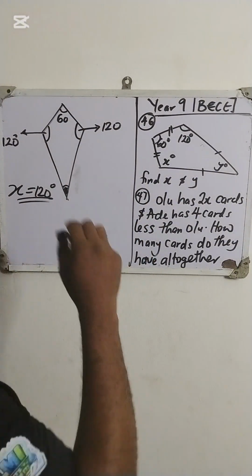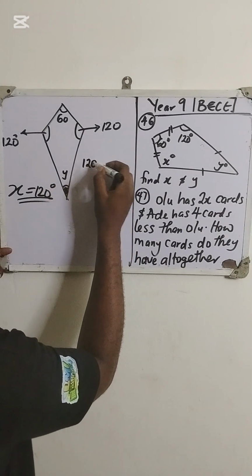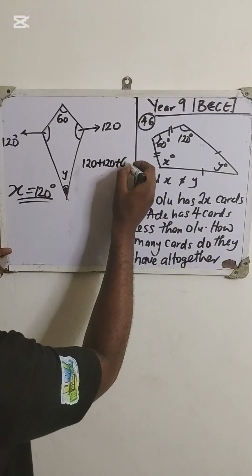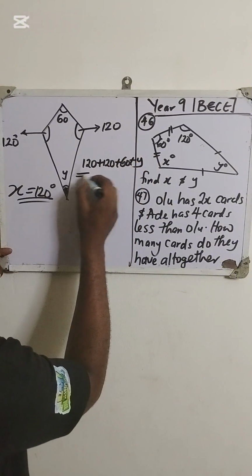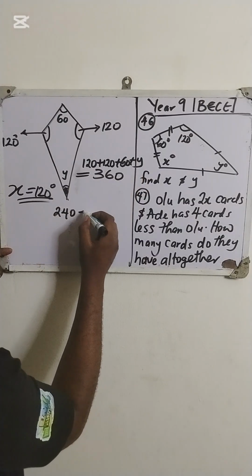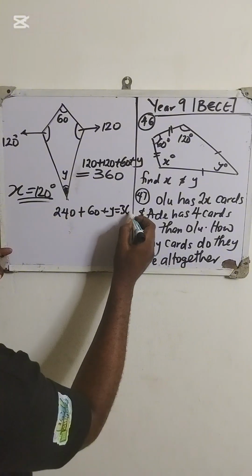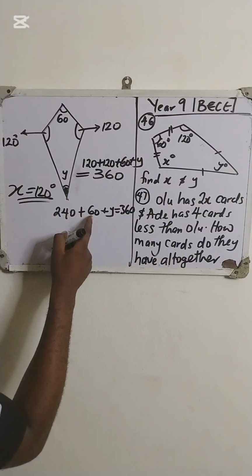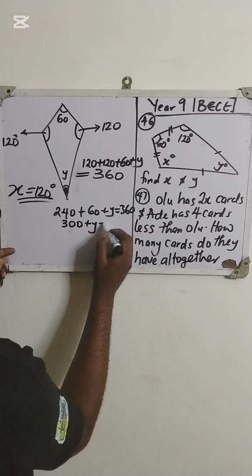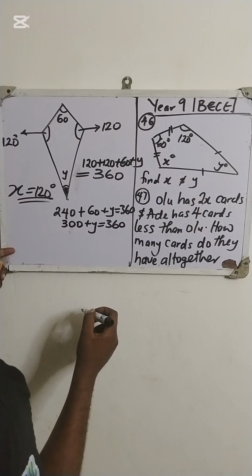All the angles inside must give you 360. So if this is y, we have 120 plus 120 plus 60 plus y should give us what? 360. 120 plus 120, that's 240. Plus 60 plus y equals 360. So 240 plus 60 is 300. 300 plus y equals 360. Okay?